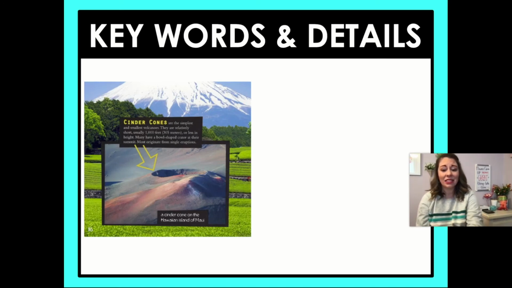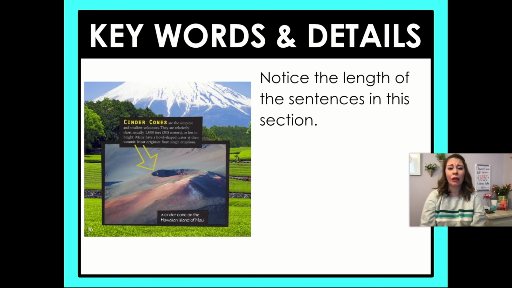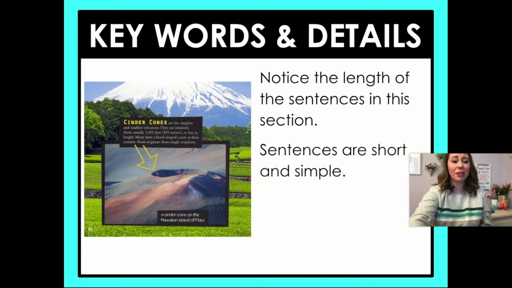So we're going to look back in the text to look at some of these key details. So let's look back at cinder cones, for example. I want you to first notice the length of the sentences in this section. So it says cinder cones are the simplest and smallest volcanoes. They are relatively short, usually 1,000 feet or less in height. Many have a bowl-shaped crater at their summit. Most originate from single eruptions. So I want you to notice here that these sentences are actually pretty short. They're about 10 words or less, and that's pretty short for a sentence, y'all. So they've kept them very simple.